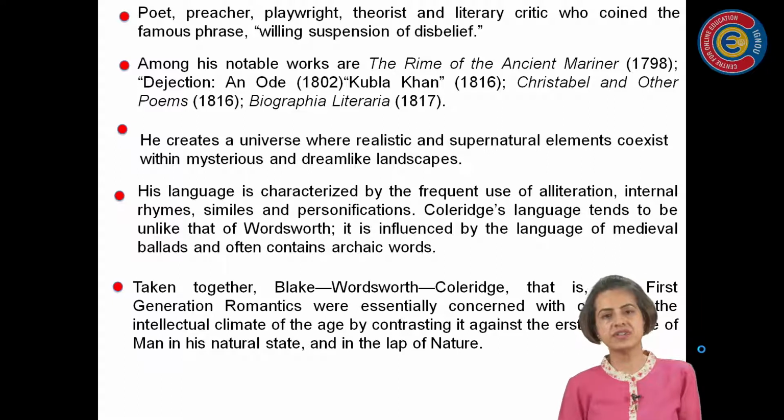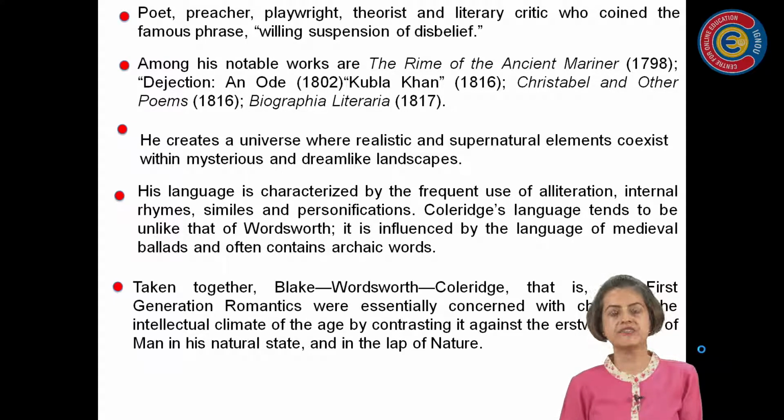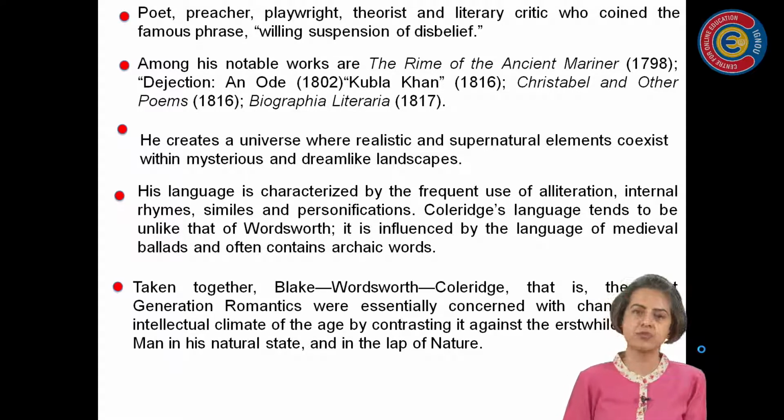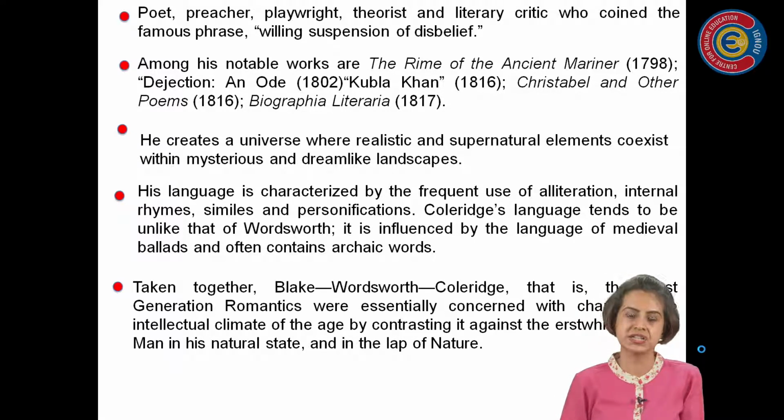He creates a universe where realistic and supernatural elements coexist within mysterious and dreamlike landscapes. His language is characterized by the frequent use of alliteration, internal rhymes, similes, and personifications. Coleridge's language tends to be unlike that of Wordsworth. It is influenced by the language of medieval ballads and often contains archaic words. Taken together, Blake, Wordsworth, Coleridge, that is the first generation Romantics, were essentially concerned with changing the intellectual climate of the age by contrasting it against the erstwhile state of man in his natural state and in the lap of nature.